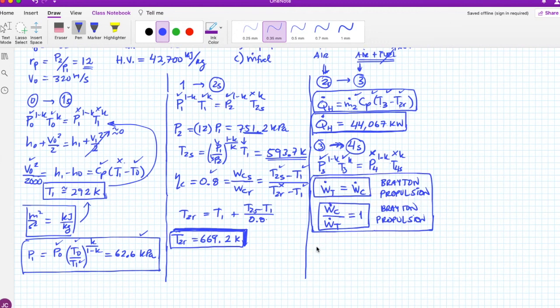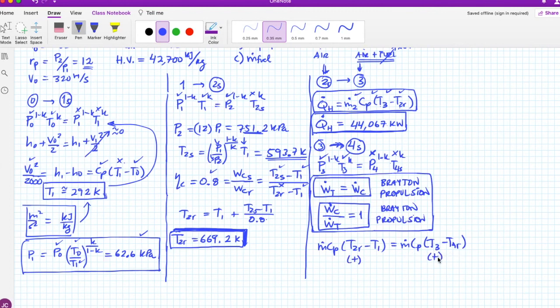So for the compressor, I'm going to put mCp, T2R, because I already know the real case, minus T1. This is the work for the compressor, the real one, should be equal to mCp, T3 minus T4R of the turbine. Okay, so remember about the signs. This one is positive. I force this guy to be positive.